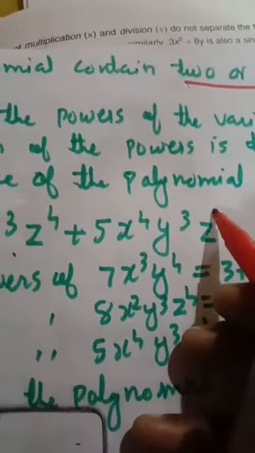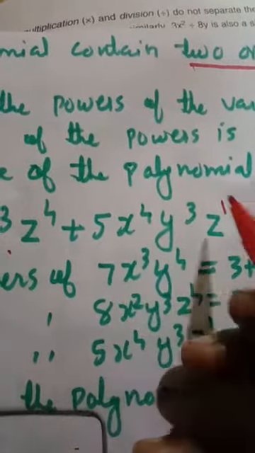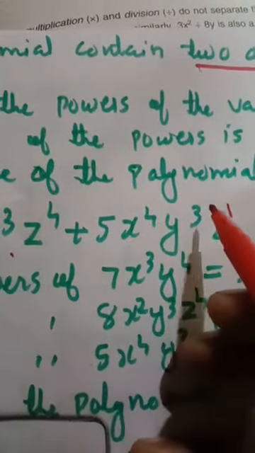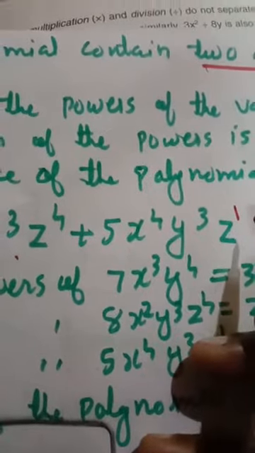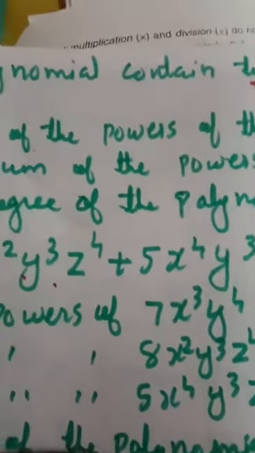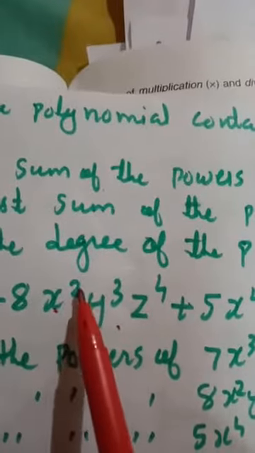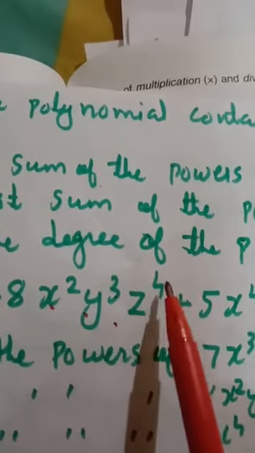Then next one, 5x raised to 4 y cube z means power of z is 1. Z raised to 1. Three variables are there, add the powers of the variable. 4 plus 3 plus 1. 4 plus 3, 7. 7 plus 1, 8. So here which is the highest one? This one, 9. So 9 is the degree.